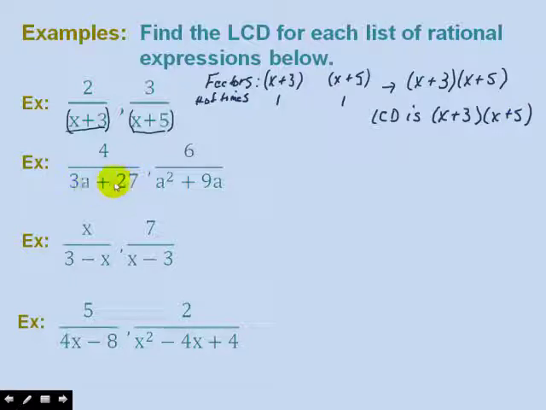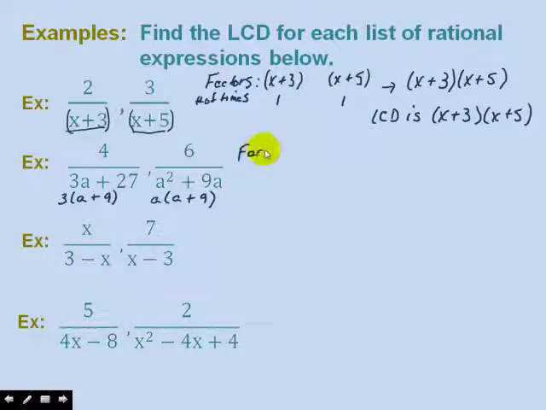Okay, for our second example, we are going to have to do a little bit of factoring here. So we'll start out by factoring each one of these denominators. For this first one, there's a common factor of 3. So if we just factor that out of both of these terms, then we have 3 times a plus 9. For our second one, both of these terms have an a. So if we factor out the a, then we have an a plus 9 remaining.